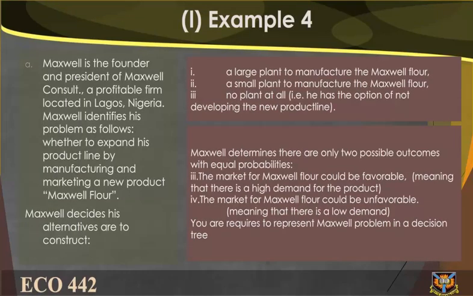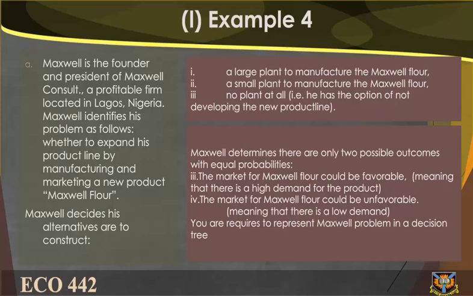Example 4. A. Maxwell is the founder and president of Maxwell Consults, a profitable firm located in Lagos, Nigeria. Maxwell identifies his problem as follows: whether to expand its product line by manufacturing and marketing a new product, Maxwell Flour. Maxwell decides its alternatives are to construct 1. A large plant to manufacture the Maxwell Flour. 2. A small plant to manufacture the Maxwell Flour. 3. No plant at all. That is, it has the option of not developing the new product line.